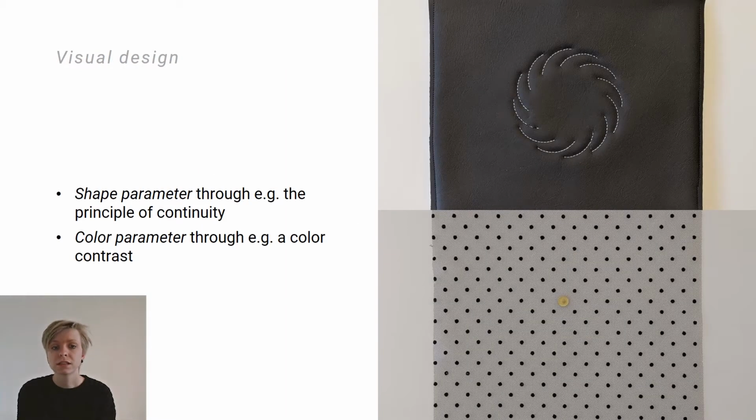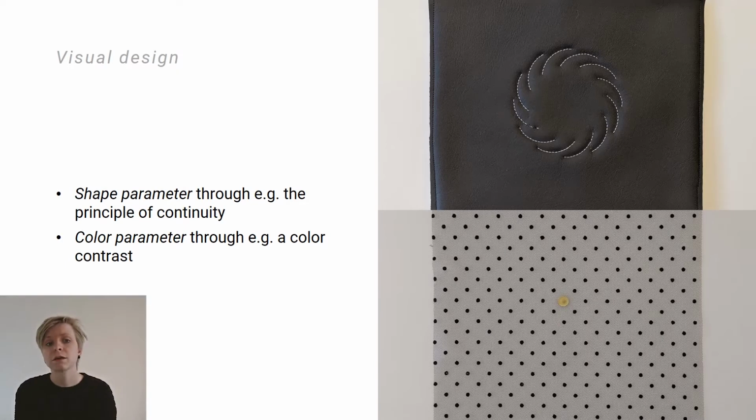When developing the samples of textile user interface elements, we start by considering the visual perception. And specifically, we focused on the shape and color parameters. In the upper example, we can see the shape parameter through the principle of continuity from the Gestalt theory. In this example, we tend to connect all the single arcs into a full circle, and then the slant of these lines can further indicate a clockwise direction.